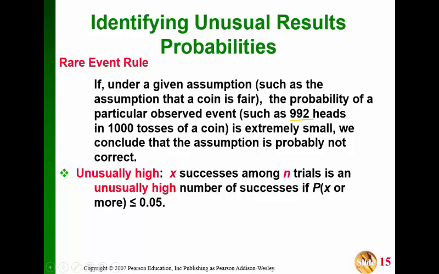Okay, if it was like 530 times it came up heads, then it's not a big deal. That's close enough. That's 0.53, almost a half. But 99.2, that's a lot. So if X, the number of successes among the trials, is unusually high, then we can tell that there must be something going on here. There's something going on, and so we can make our assumptions happen.